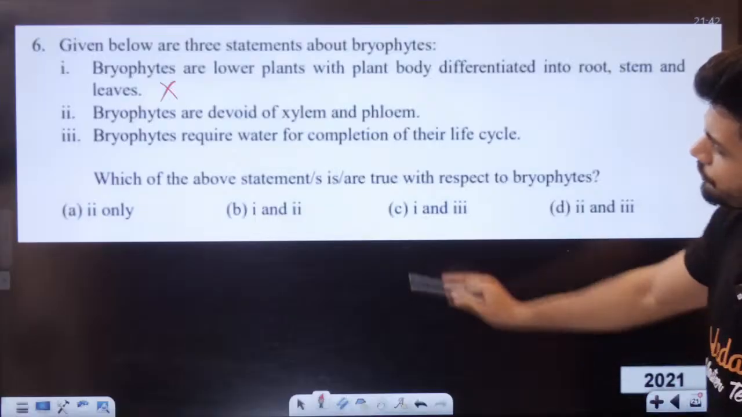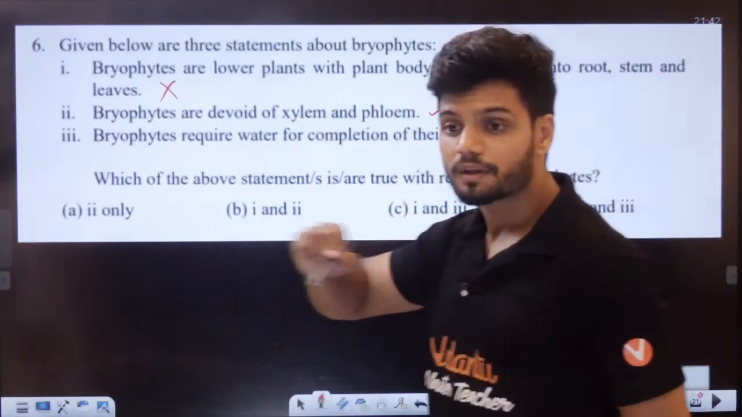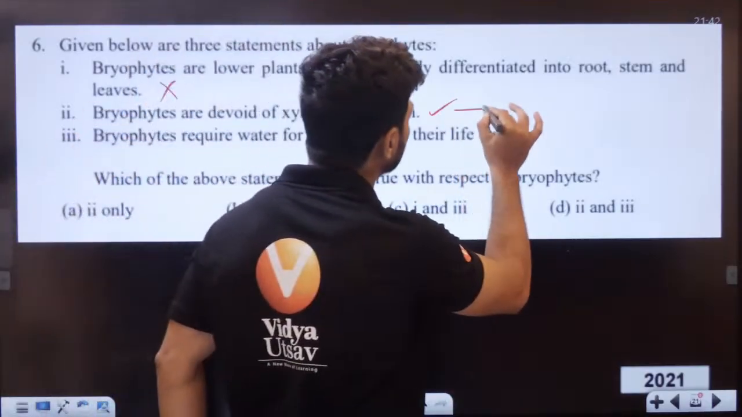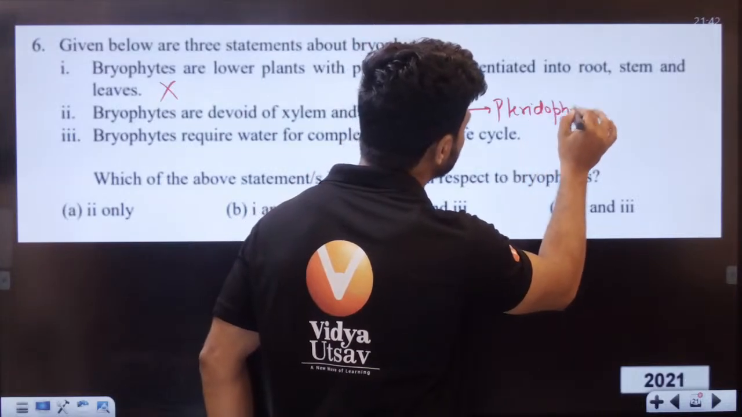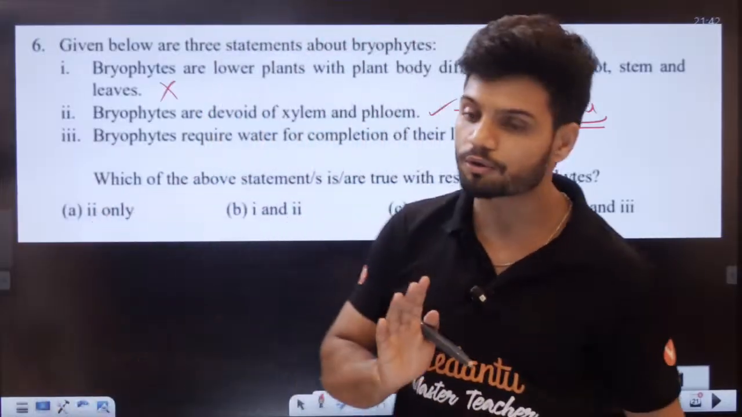Okay. Bryophytes are devoid of xylem and phloem. Yes. Xylem and phloem is present from where? Xylem and phloem will come into picture from pteridophytes. From pteridophytes onwards, we can see xylem and phloem. They start from pteridophytes.